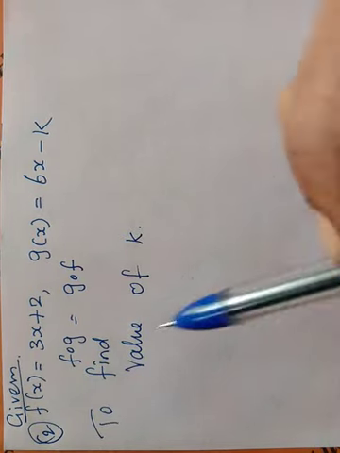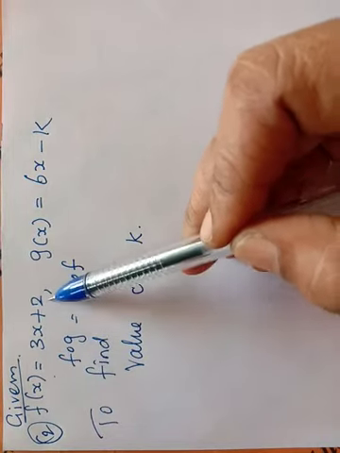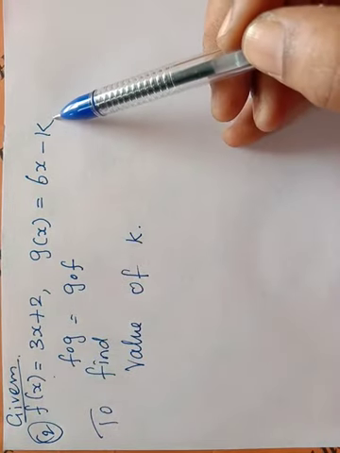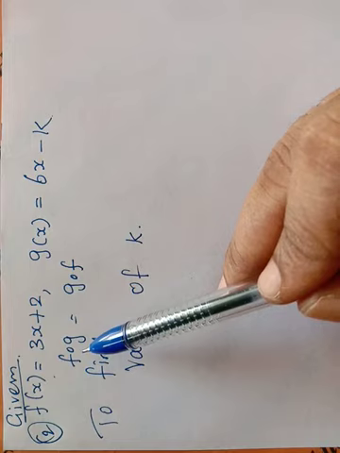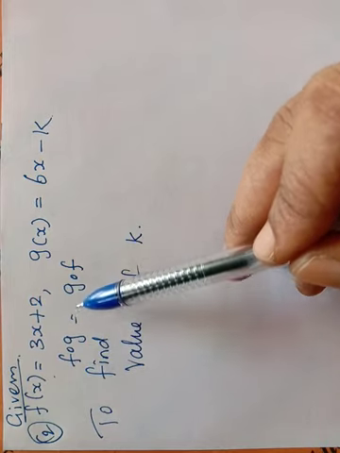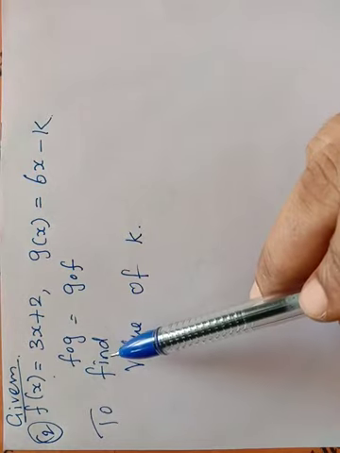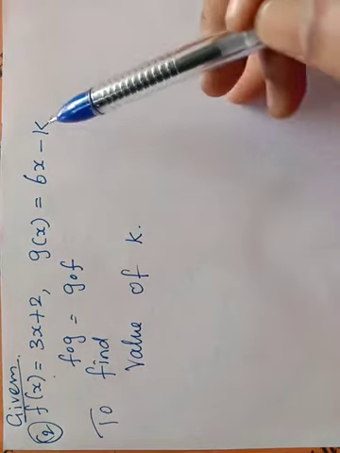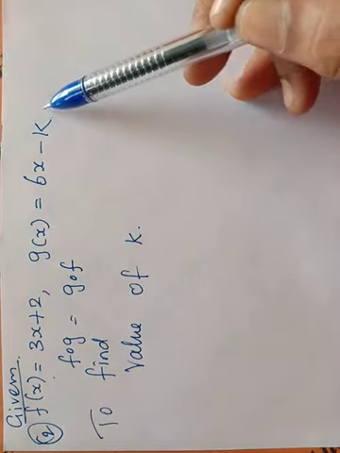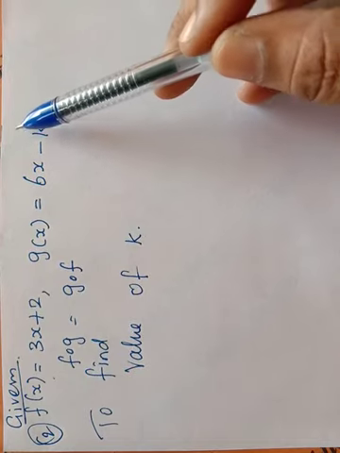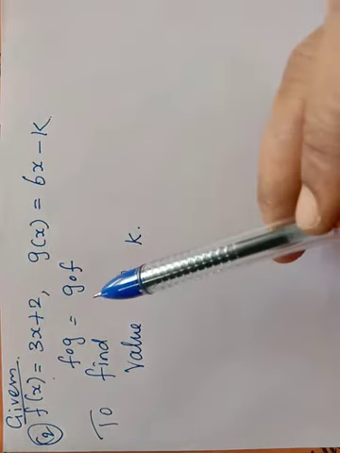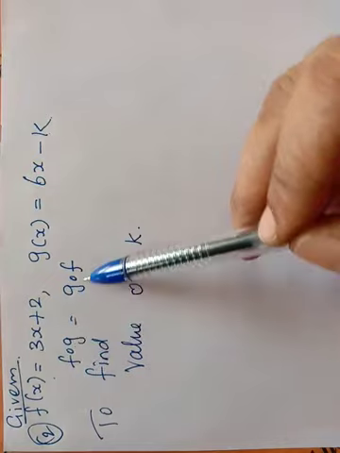Second Roman: they are given f of x equal to 3x plus 2, g of x equal to 6x minus k. Another condition is also given to you: f composite g equals g composite f, both are equal. They asked to find the value of k. You see, one unknown variable k is here. Instead of this k, which number will come? That only we want to calculate using this condition.